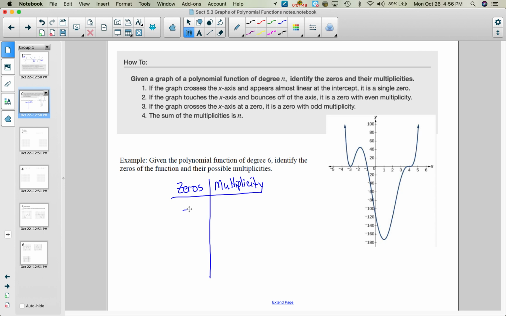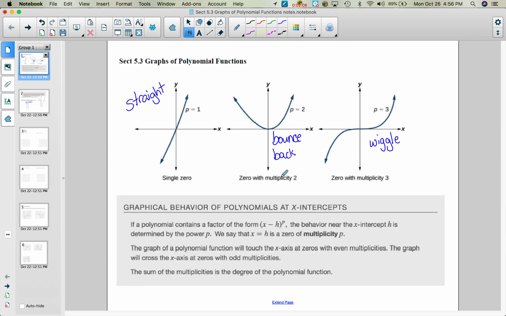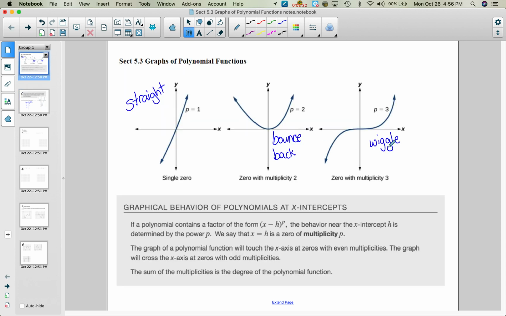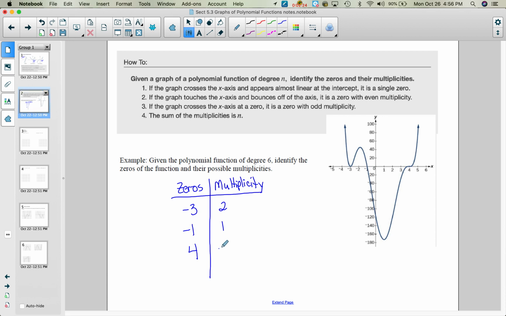I have a 0 at -3. The zeros are just the x-intercepts. I have a 0 at -1, and I have a 0 at 4. At -3, it's a bounce back. You can see it turns there. Because it's a bounce back, that's a multiplicity of 2. So I'm going to list that as a multiplicity of 2. At -1, it passes straight through. It almost looks linear, passes straight through. So that's a multiplicity of 1. And at 4, we have a wiggle. And if you look back here, that's a multiplicity of 3.